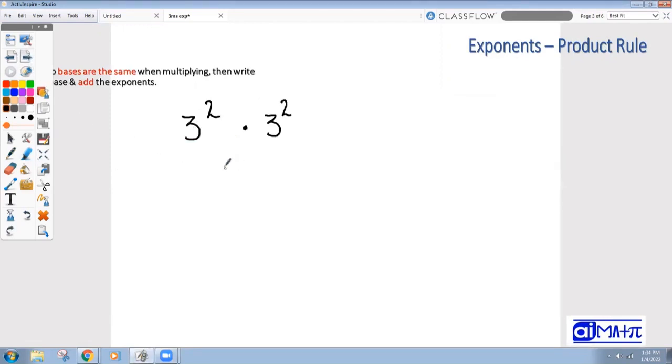So if I look here and I have 3 squared, which I know is 9, because 3 times 3 is 9, times 3 squared again, which is 9. 9 times 9 is 81. Instead of going through that, I could just keep the base the same here. I have a 3 on the bottom, and I'm adding these two exponents together here. And I could rewrite this as 3 to the 4th power. And 3 to the 4th power is also 81.